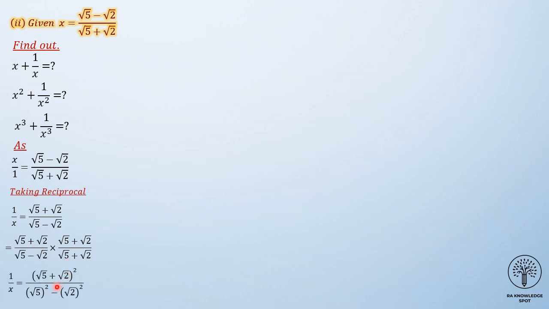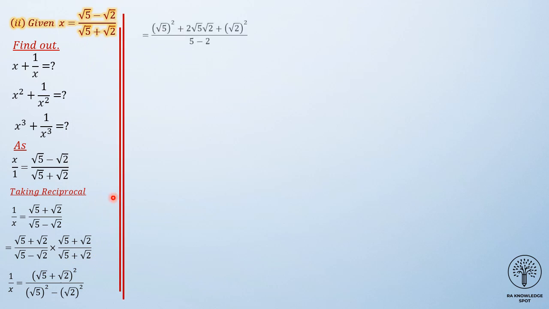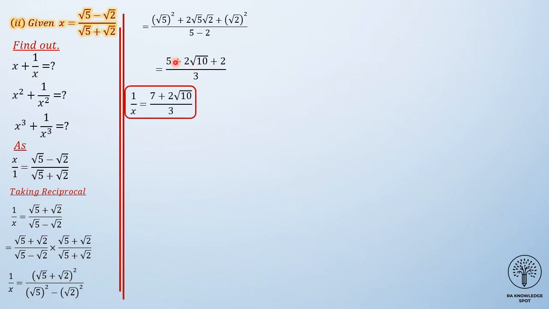Now this is the square, and in the denominator we have to apply a very well-known formula, that is a square minus b square. And after that we are going to solve some more. Now this is a square plus 2ab plus b square, and this is 5 minus 2. After cancellation, this is again cancelled. Now some more simplification. This will be 5 plus 2 will give you 7, and this term will be as it is, no further simplification, and this is 3. Now dear students, this is the value of 1 by x.